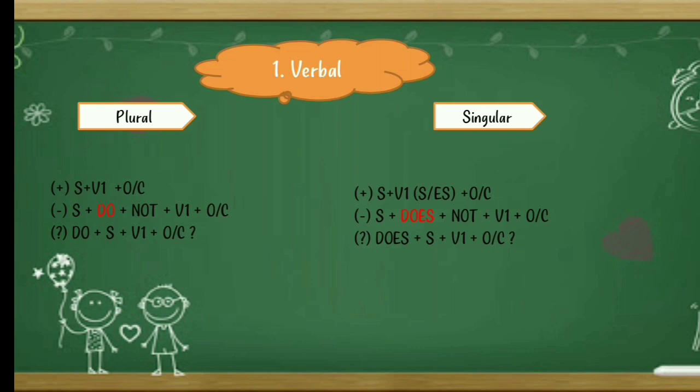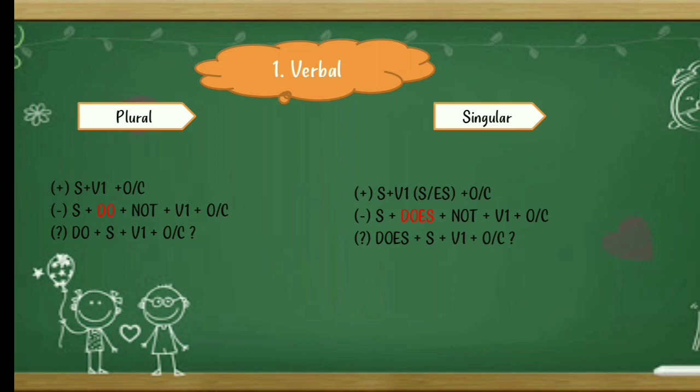So let's see the difference here. Kita lihat perbedaannya. Untuk yang single, verb 1-nya itu ditambahkan dengan s atau es. Oke? Di negatifnya nanti does, bukan do, does. Budi goes. Tadi di plural they go. Tapi di singular Budi goes. Negatifnya Budi doesn't go.